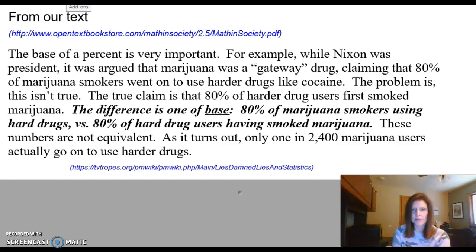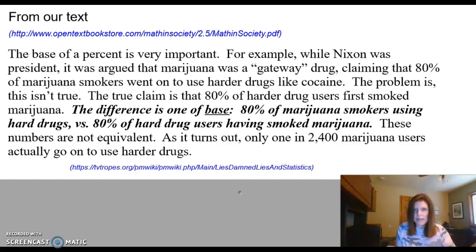It deals with drugs. I'm not in any way condoning the use of illegal substances, but I thought it was an interesting example. So President Nixon in the 70s claimed that 80% of marijuana smokers would go on to use hard drugs. That means 80 out of every 100 people who used marijuana would eventually go on to use a harder drug. The reality, though, was that 80% of those people who were already using hard drugs had first started with marijuana. That's not the same thing. That's using a different reference point.